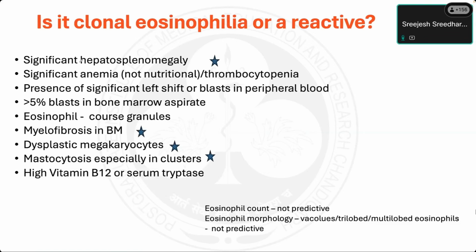Of this, the presence of significant hepatosplenomegaly, myelofibrosis, dysplastic megakaryocytes, and mastocytosis has a very high predictive value for the presence of clonal eosinophilia.